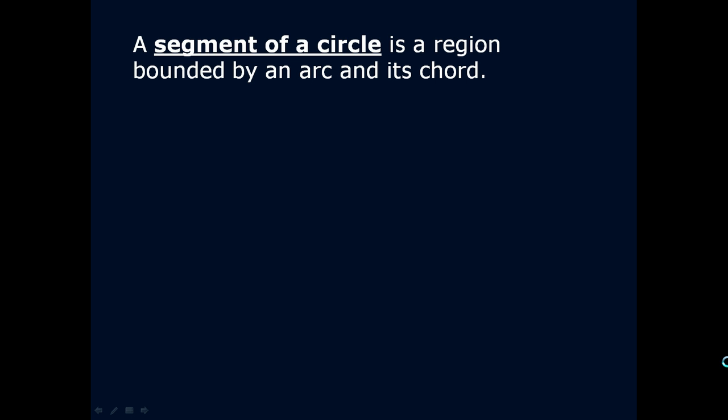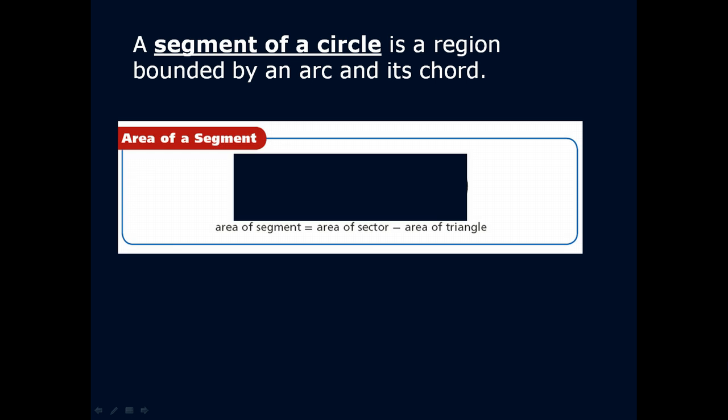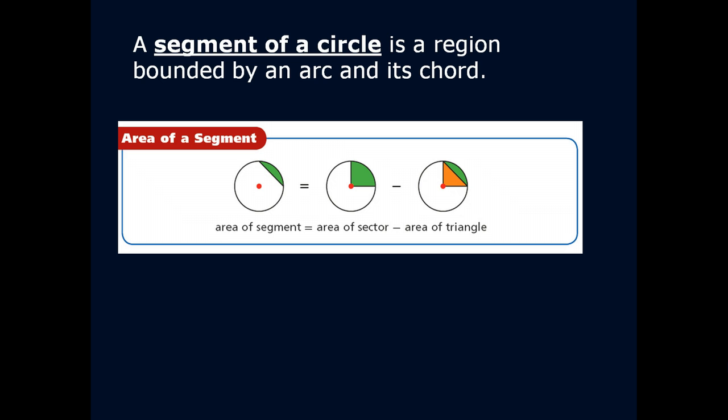A segment of a circle is a region bounded by an arc and its chord. And the area of a segment equals the area of a sector minus the area of a triangle. So this is a segment. We've taken the chord and then the boundary or the arc of the circle, and the area of this little piece equals the area of the whole sector minus this triangle that we have here.